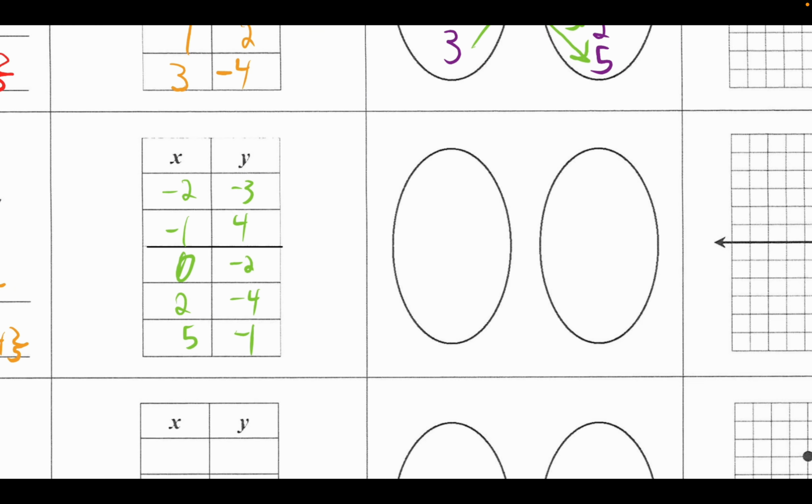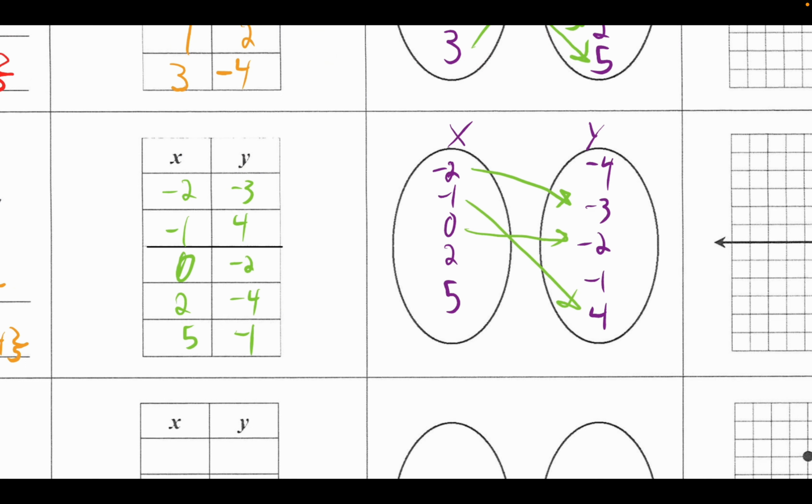And then the mapping diagram, once again, there's x on the left, y on the right, and you write it just like you did the domain and range, least to greatest, no repeating, -2, -1, 0, 2, and 5, whereas the range is going to be -4, -3, -2, -1, and 4. And then I start drawing arrows, so -2 goes to -3, -1 goes to 4, 0 goes to -2, 2 goes to -4, and 5 goes to -1.